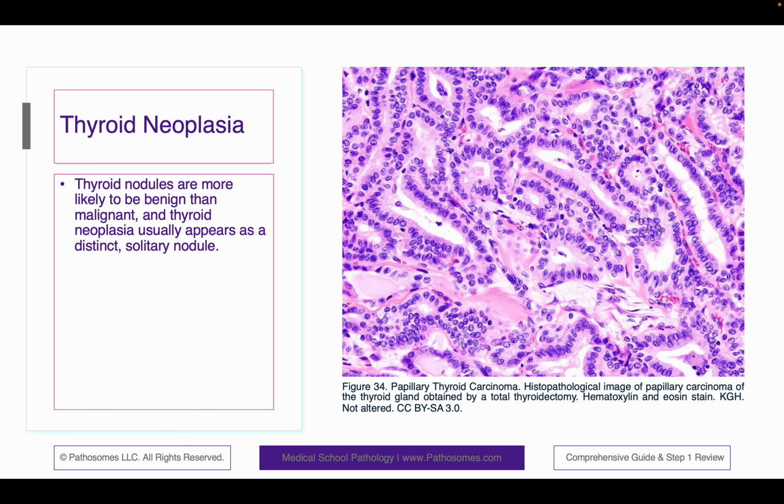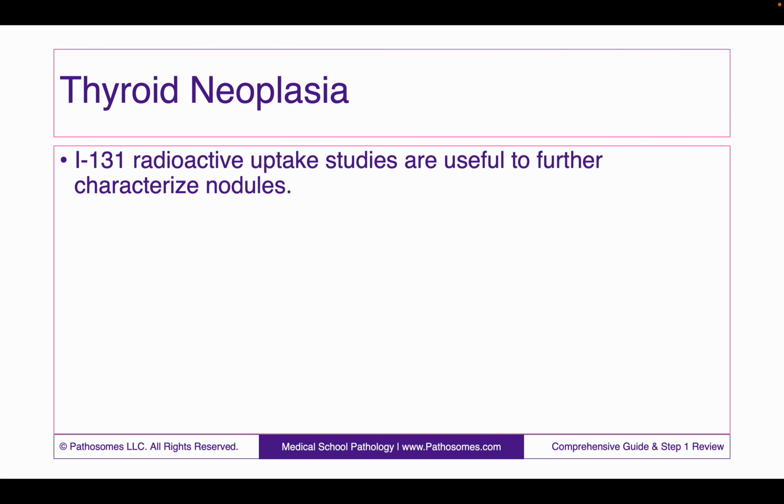And speaking of malignant cells, let's talk about thyroid neoplasia. But before we get to malignant, let's start here. Thyroid nodules are more likely to begin as benign than malignant, right? They're usually benign. And thyroid neoplasia usually appears as a distinct, singular, solitary nodule. I-131 radioactive uptake studies are useful to further characterize these nodules.